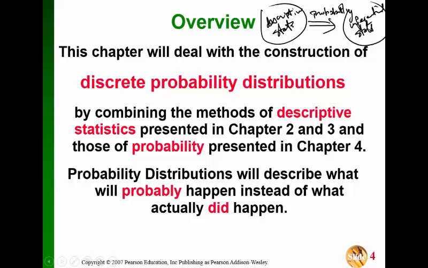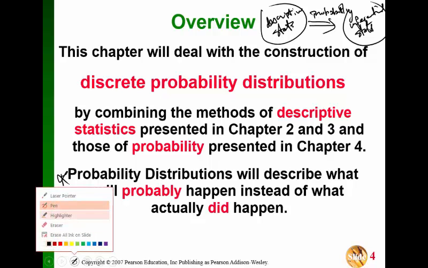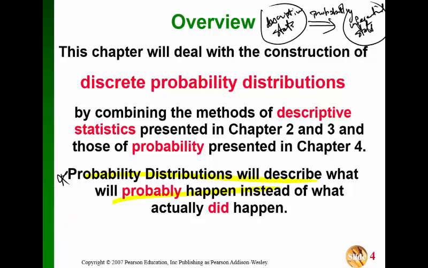Okay, so I want to highlight the last sentence over here, where they talk about how a probability distribution is kind of like the theoretical or the classical approach to probability. A probability distribution will describe what would probably happen instead of what actually did happen. If we look at something that did happen, that's like your relative frequency approximation to probability. We tossed a coin 1,000 times, 530 times it came up heads. So that's what actually happened.